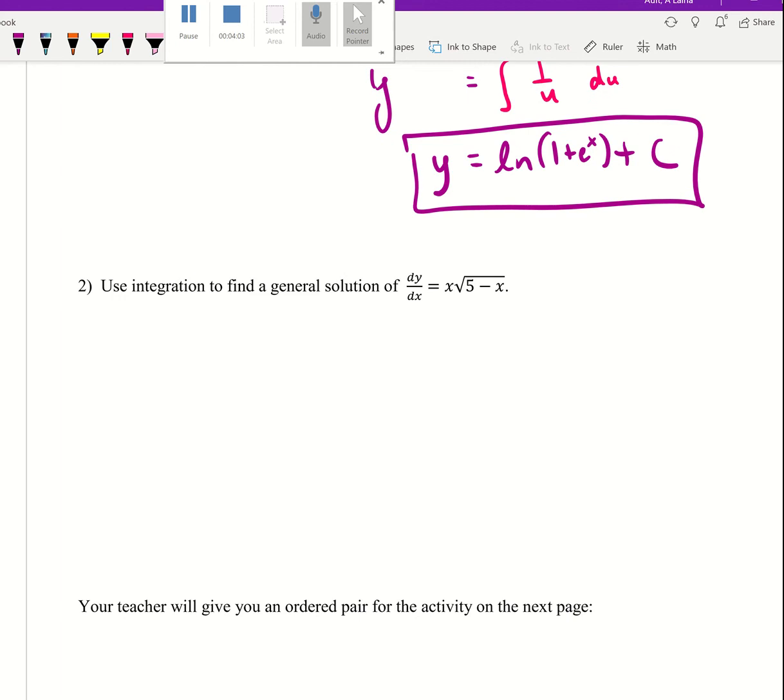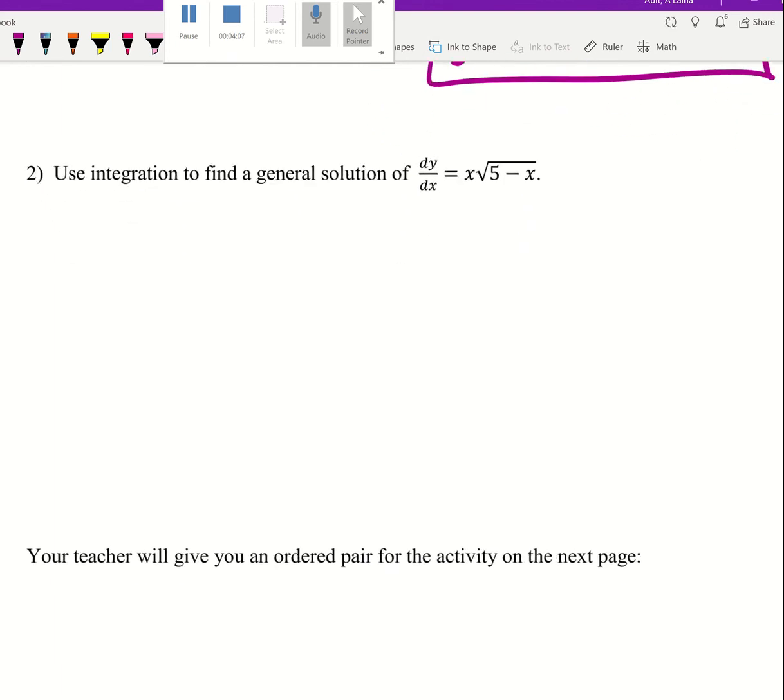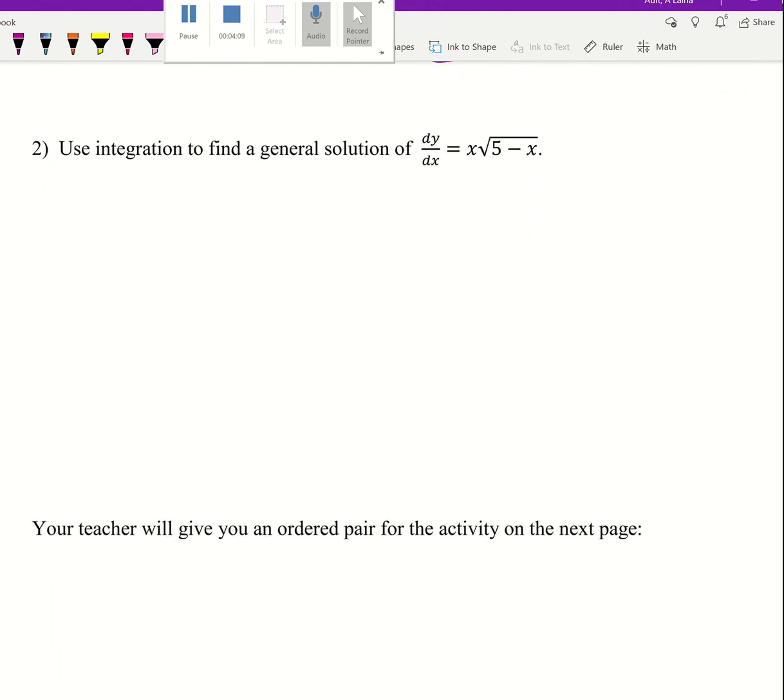So why don't you guys try number 2. When you think you are done with number 2, you can unpause the video and compare. So again, these directions mean that I need to integrate. So I'm going to integrate both sides. I will then have the integral of dy.